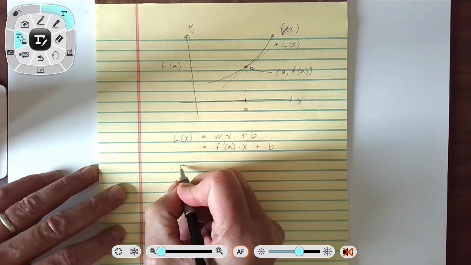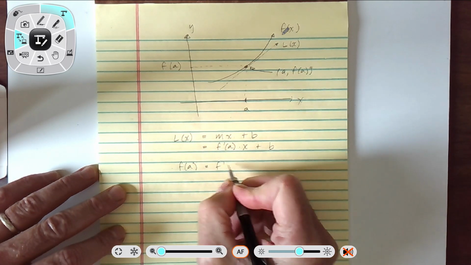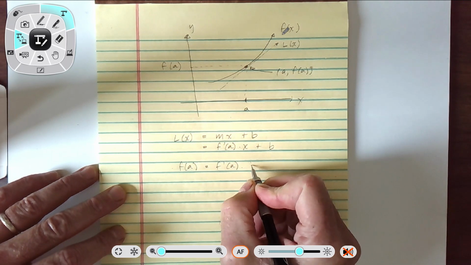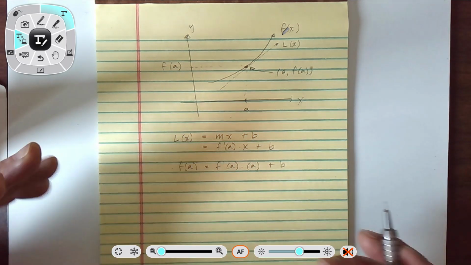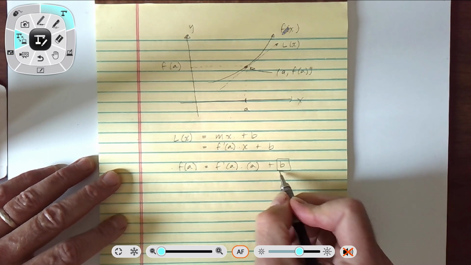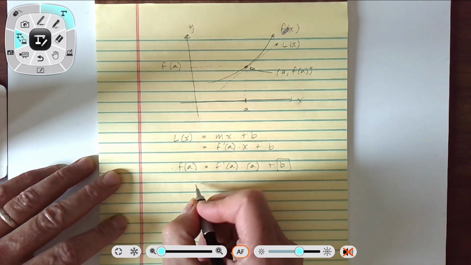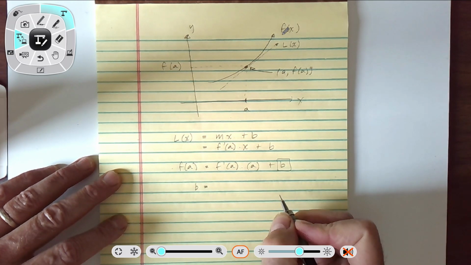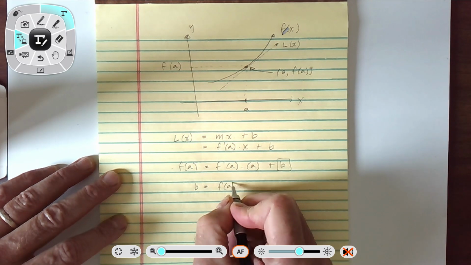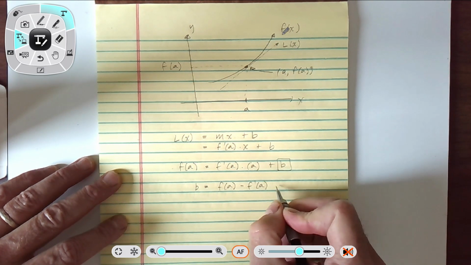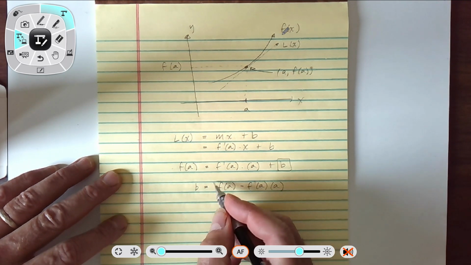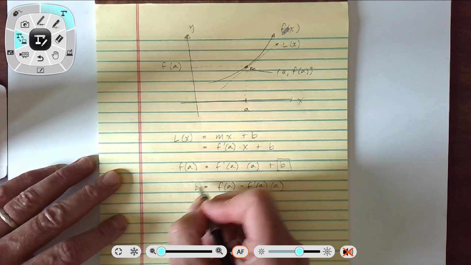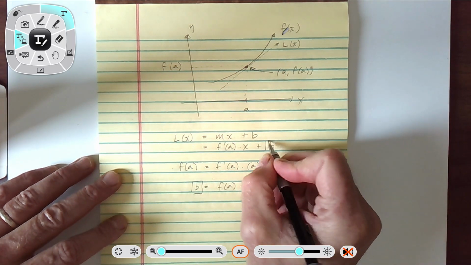So we would say that f of a must be equal to f prime of a times a itself, I'll just put parentheses around a, plus b, right? So that's basically the way that then we can solve for b. And when we solve for b, what we end up getting for b is f of a minus f prime of a times a itself. So that piece is b. I'll just put boxes around b's, right?